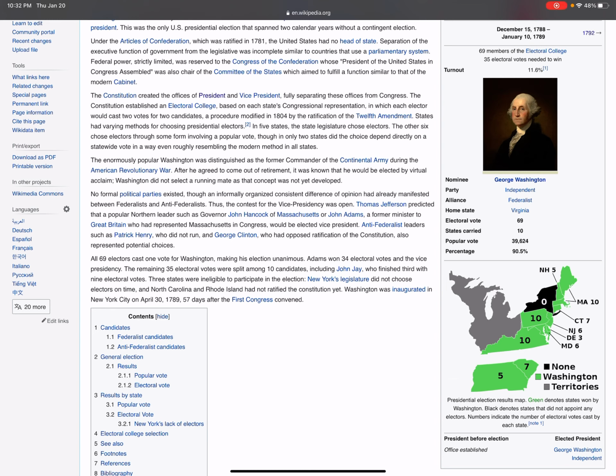In fact, North Carolina and Rhode Island hadn't even joined the country yet officially, and New York missed the deadline to officially submit its electoral votes, which is the reason why it wasn't counted. However, the 69 electoral votes that were counted all went to George Washington, and therefore he became president.